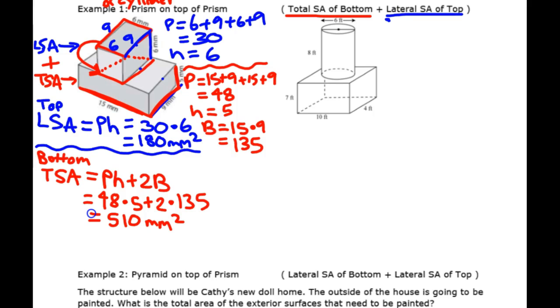Now, we did all this work. We found the top's lateral. We found the bottom's total. Now, you have to not forget your last step. What do I do with those two numbers? Just add them up. Okay.